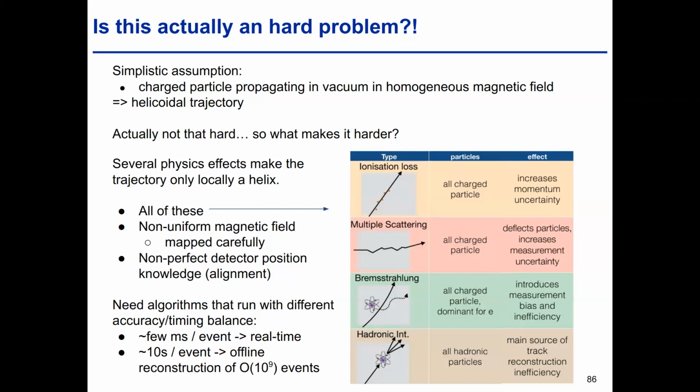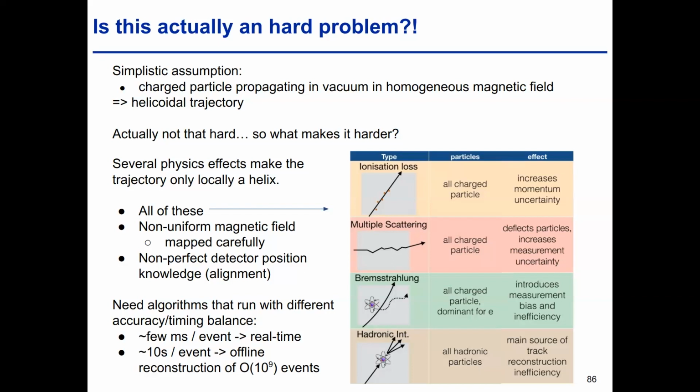The detector elements may not be in the exact position we intended them to be. And given we're talking about micrometers, it's impossible mechanically to ensure the detector will be in that position at the micrometer level. So we need techniques to figure out where the detector actually is. And that also moves with time.